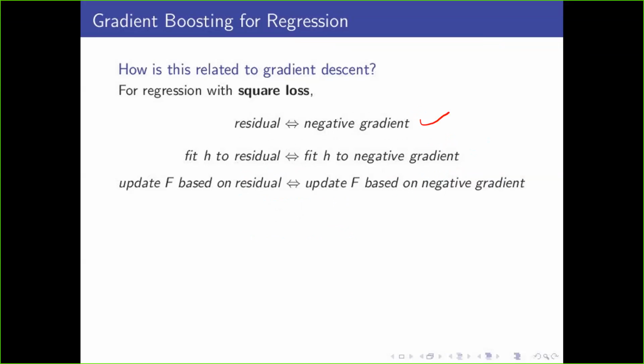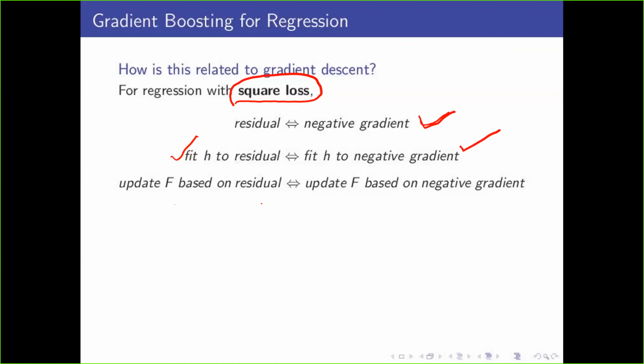Okay, please make note of one line here. This is the regression with the squared loss, not for any other loss. We will come to this point later, but just make a note of it. So for the regression with the squared loss, residual is equivalent to the negative gradient. It means fitting a regression model H to the residual is equivalent to fitting a regression model to the negative gradient. It means updating F based on the residual is equivalent to updating F based on the negative gradient.